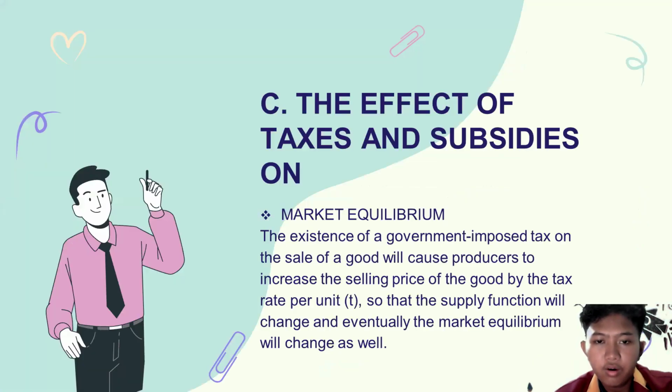C. The effect of tax and subsidies on market equilibrium. The existence of a government-imposed tax on the sale of a good will cause the producer to increase the selling price of the goods by the tax rate per unit, or T, so that the supply function will change and eventually the market equilibrium will change as well.